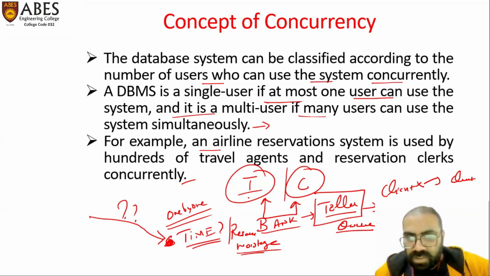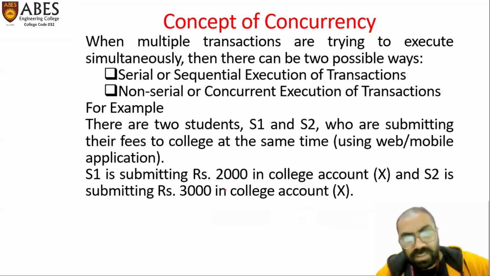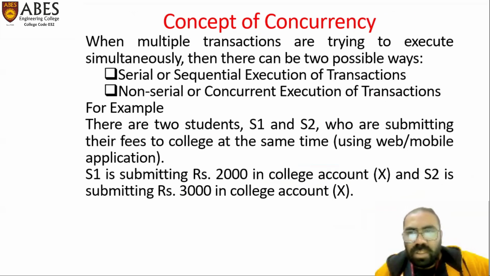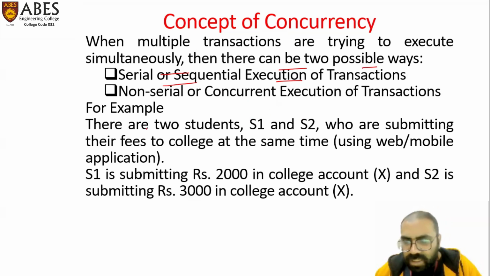Let us talk about these things with an example. When multiple transactions are trying to execute simultaneously, there can be two possible ways. One is serial, the sequential execution. I have taken the example of the bank teller. You have one person who will solve the problem with the client, and once it is done, will do the next client, and so on. But it has a problem, waiting time and so on. The other is non-serial or concurrent execution, where multiple transactions are happening.